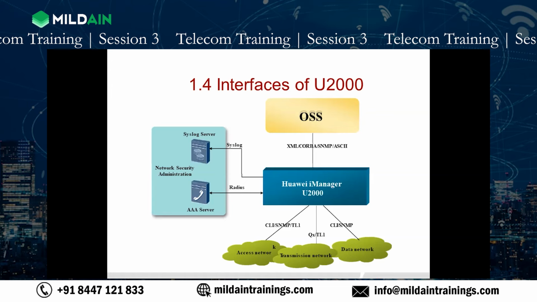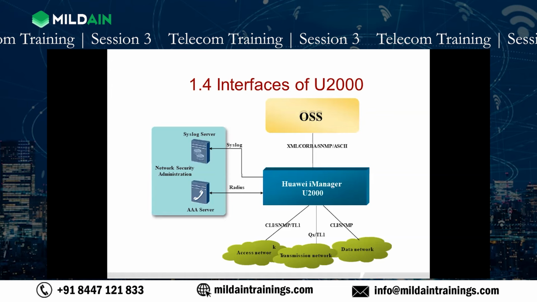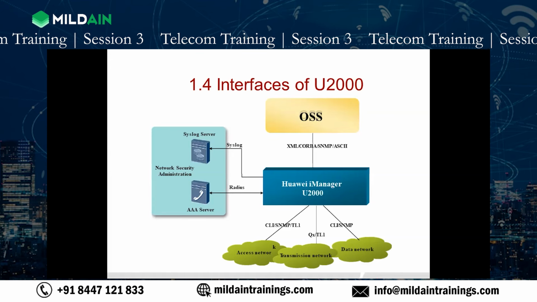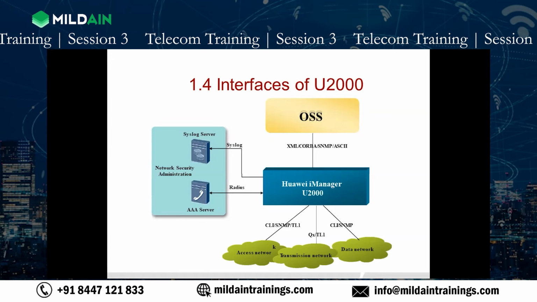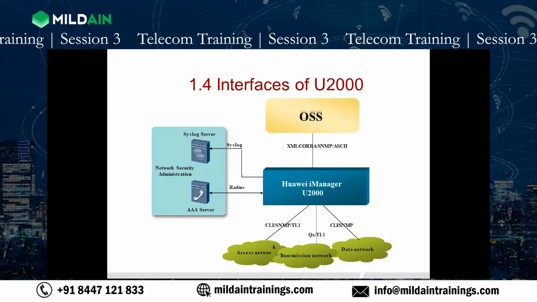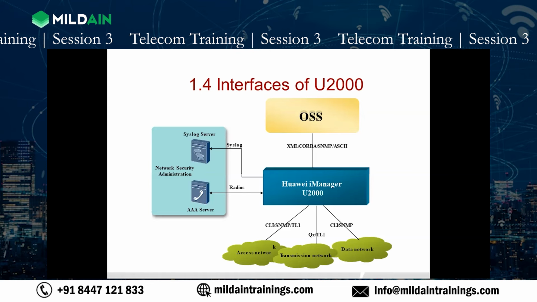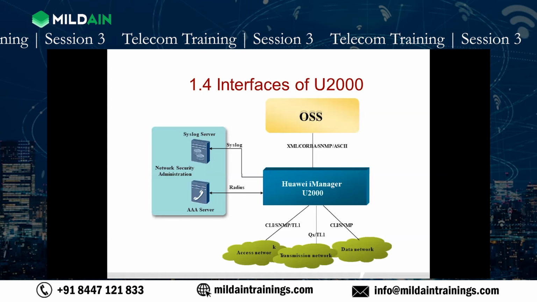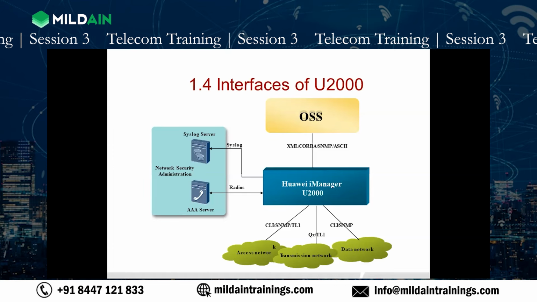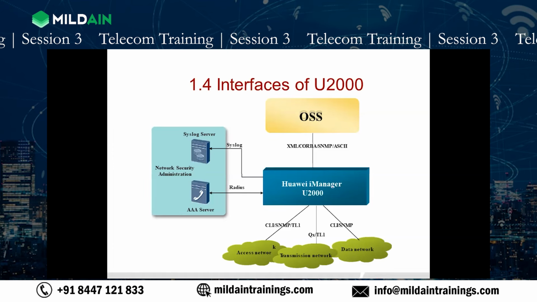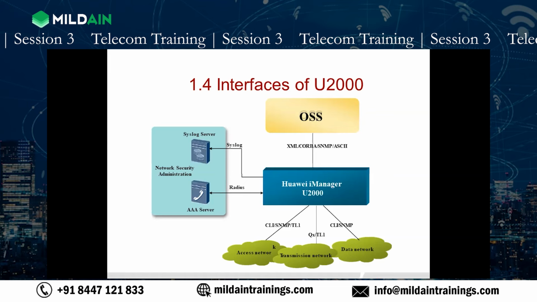OSS, Huawei iManager, these are the NOC. Syslog and the Radius server, this is my SOC. Generally, if it is a very small, limited platform, then NOC and SOC are common. But once there are 100, 200, 300 users getting secured access, we have to separate them. So this is a SOC. Otherwise, the system will be hacked.